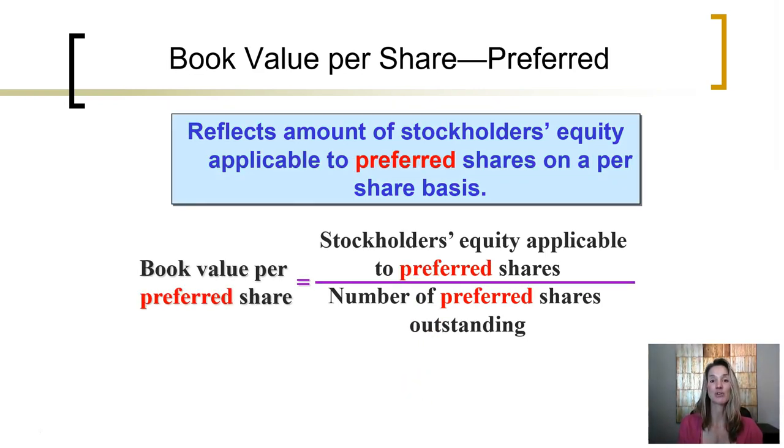Finally, book value per share for preferred is doing the same as the book value per share for common. It reflects the amount of stockholders' equity applicable to preferred shares on a per share basis. So we would take total stockholders' equity, deduct any portion of equity from common shareholders, and then divide by the number of preferred shares outstanding.